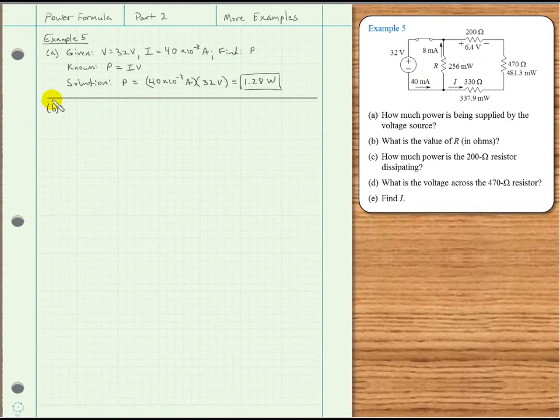So here we are given current is 8 milliamps, and we're given a power as 256 milliwatts. That's 256 times 10 to the minus 3rd watts. So we have 2 pieces of information about the resistor R, and so we can find the other 2 pieces of information. We're given power and current. We could find voltage and resistance. In this case, we're being asked to find resistance.